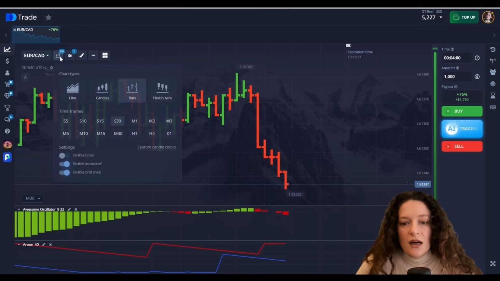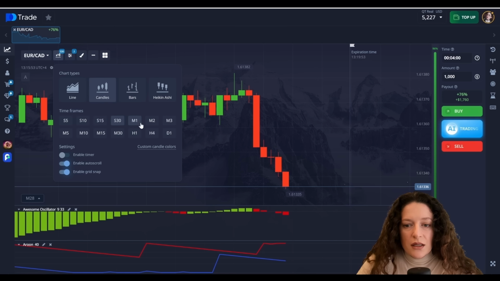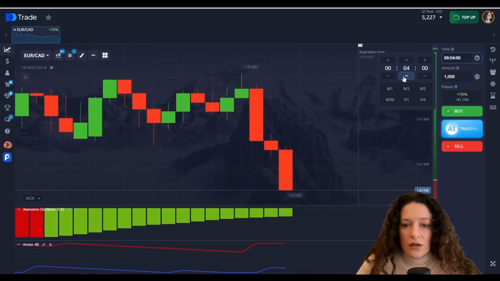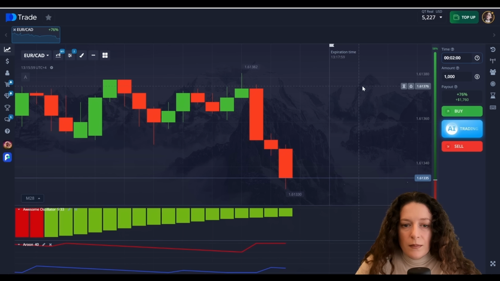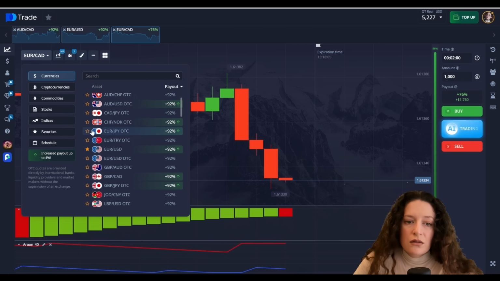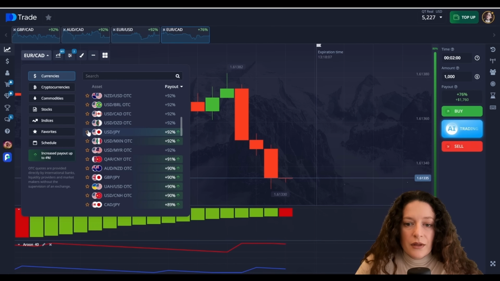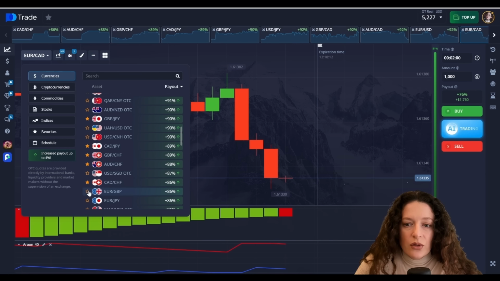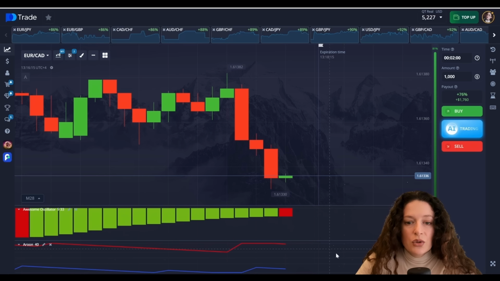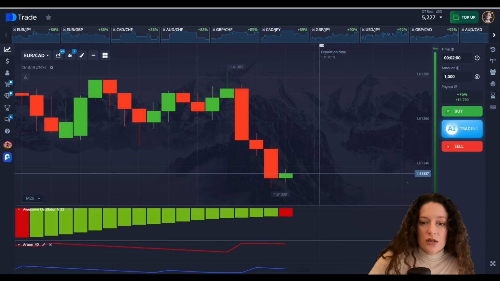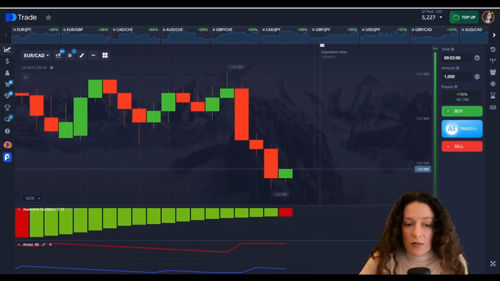Now I set up 1 minute Japanese candles, and trading time will be also 1 or 2 minutes. And before starting a trade, I select currency pairs. In the video I will explain in detail when I trade on a 1 minute time frame and when on 2 minutes time frame, and what factors I consider when opening a position.